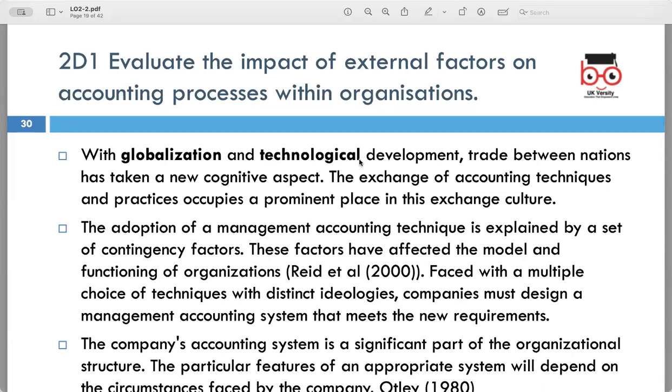One of the most important aspects of the organizational structure is the accounting system that the company adopts. The specific characteristics of an appropriate system will be determined by the characteristics of the situations that the organization is currently facing.